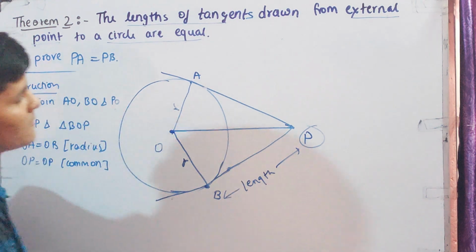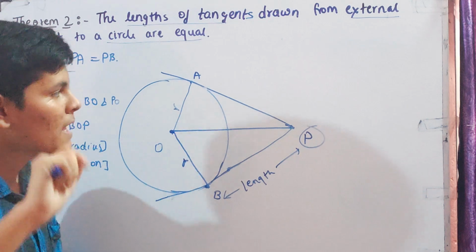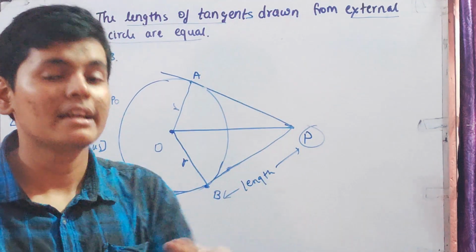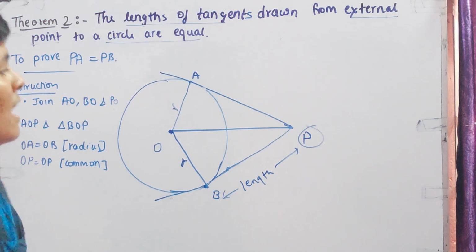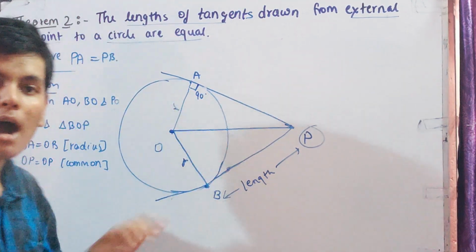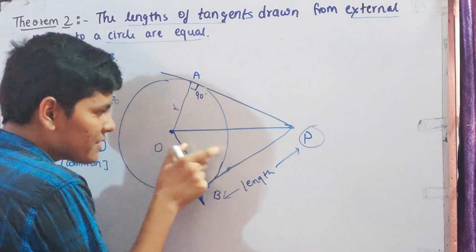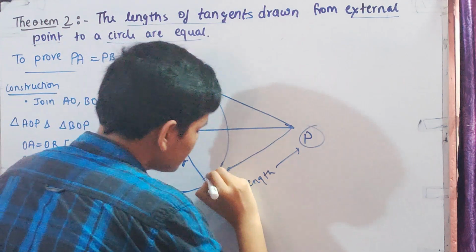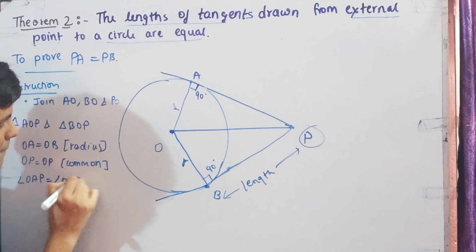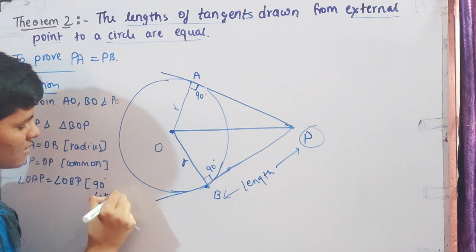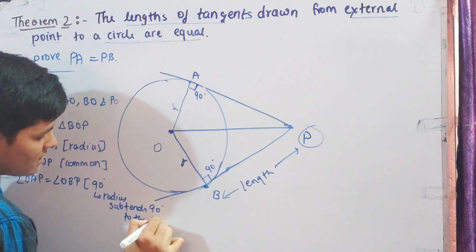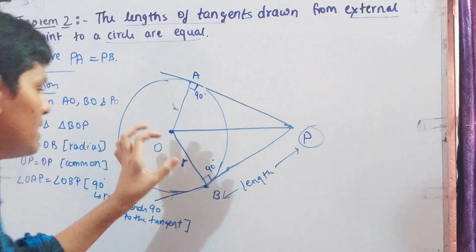Now, what is the third thing which we have to use over here? Third thing which we have to use is theorem 1. Now, what was theorem 1? Theorem 1 was that when you take a tangent, and a radius which falls on the tangent, it makes a perpendicular angle. It makes 90 degree. PA is a tangent, OA is a radius. Hence, this angle is supposed to be 90 degree. How is it 90 degree? Because of theorem 1. And then, if you take this triangle, PB is a tangent, OB is a radius, hence this is also 90 degree. Then we can say that angle OAP is equals to angle OBP. Why? 90 degree. Because the radius subtends 90 degree to the tangent.